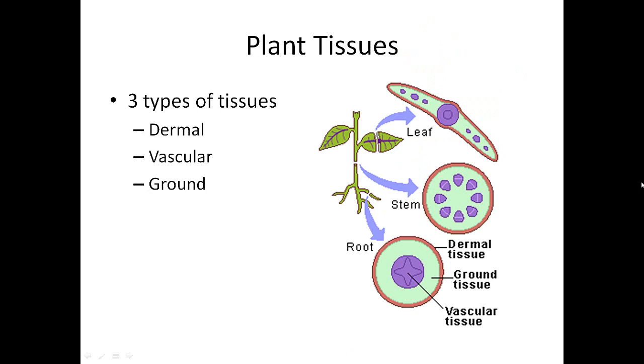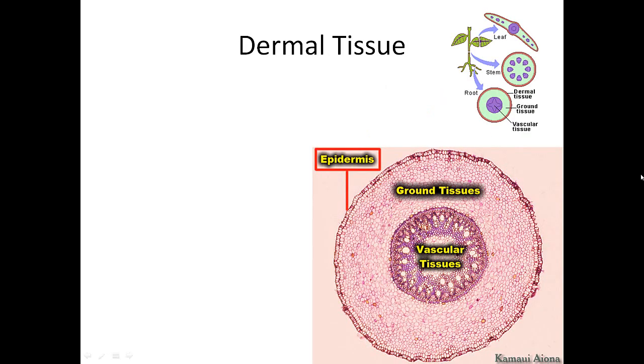In your body you have tissues. You have skeletal tissue, muscular tissue, nervous tissue. Plants, and of course more than that, plants have three kinds of tissue: dermal, vascular, and ground.